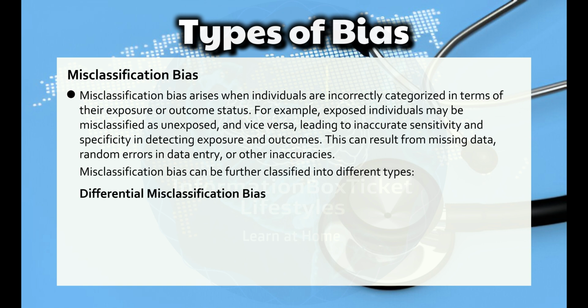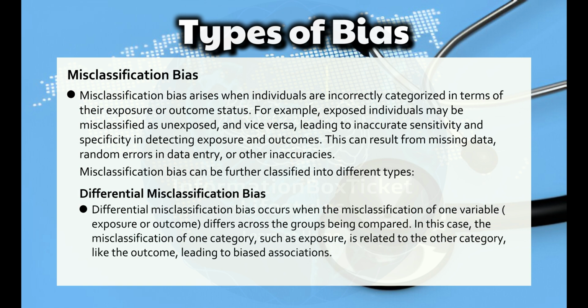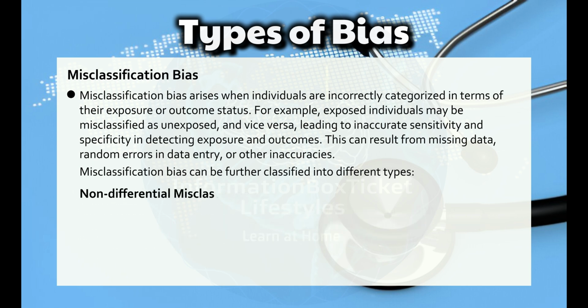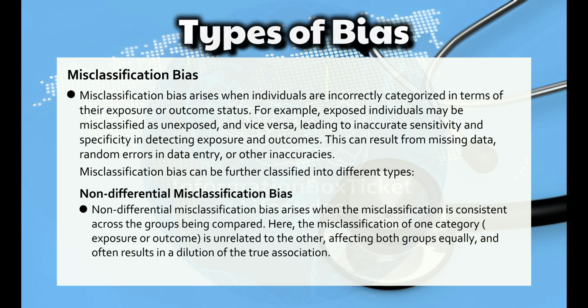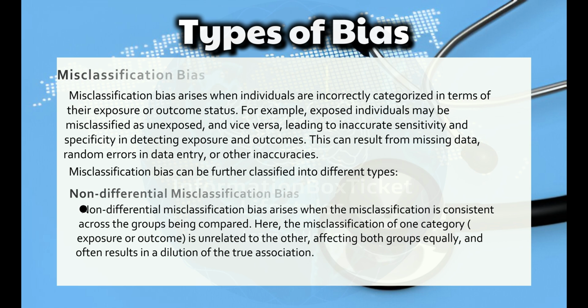Differential misclassification bias. Differential misclassification bias occurs when the misclassification of one variable, exposure or outcome, differs across the groups being compared. In this case, the misclassification of one category, such as exposure, is related to the other category, like the outcome, leading to biased associations. Non-differential misclassification bias. Non-differential misclassification bias arises when the misclassification is consistent across the groups being compared. Here, the misclassification of one category, exposure or outcome, is unrelated to the other, affecting both groups equally, and often results in a dilution of the true association.